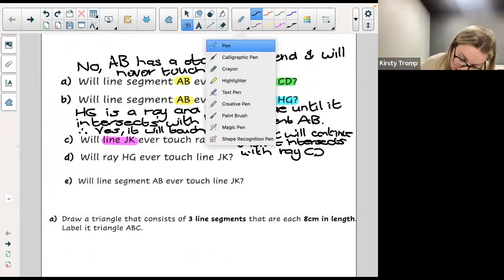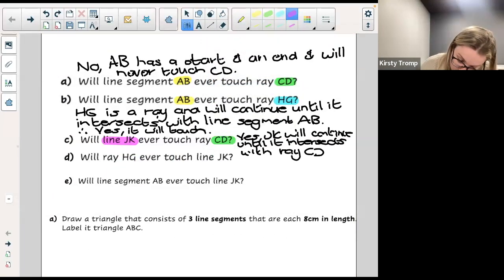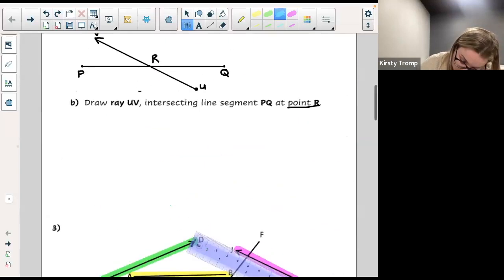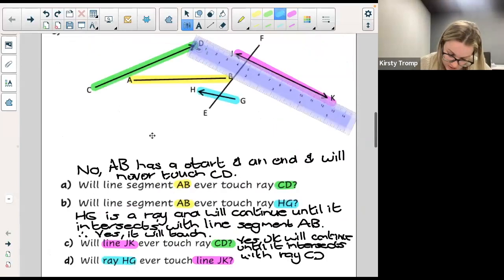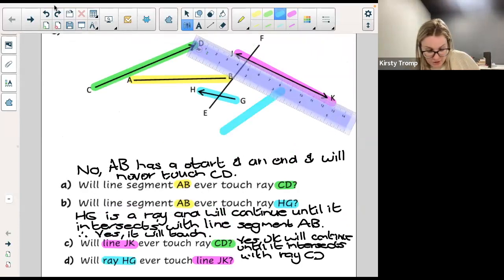So let's go do our colors quickly. JK was in pink. HG was in blue. So we're looking to see here, will HG ever touch line JK? Let's move them across for you guys.